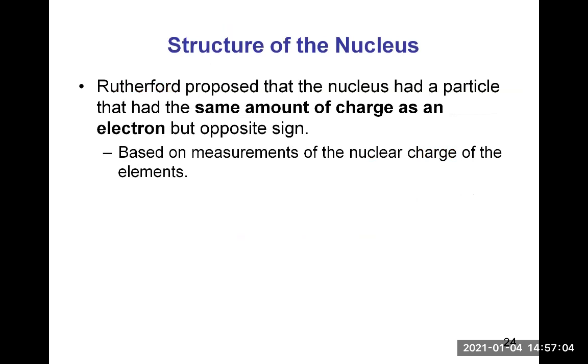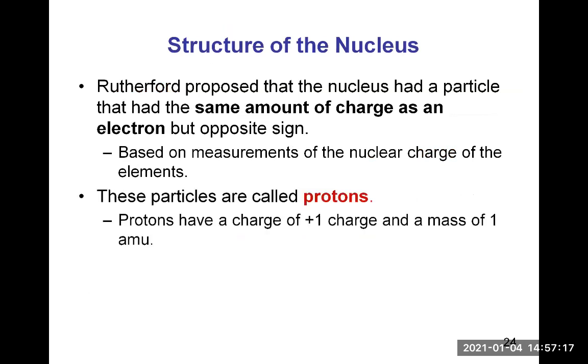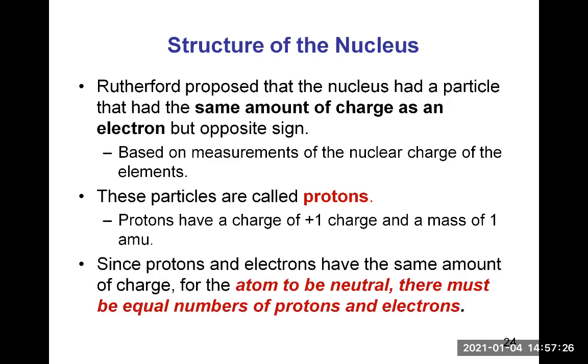So Rutherford proposed that the nucleus had a particle that had the same amount of charge as an electron, but opposite sign, so a positive sign, based on the measurements of the nuclear charge of the elements. So these particles are called protons. The protons have a charge of +1 and a mass of 1 atomic mass unit. Since protons and electrons have the same amount of charge, +1, -1, for the atom to be neutral, there must be equal numbers of protons and electrons.